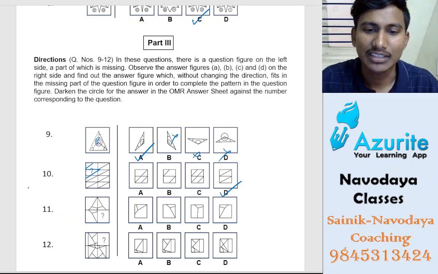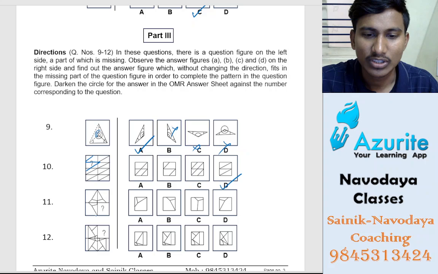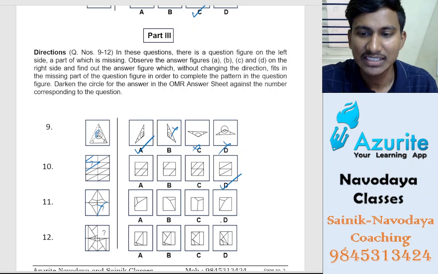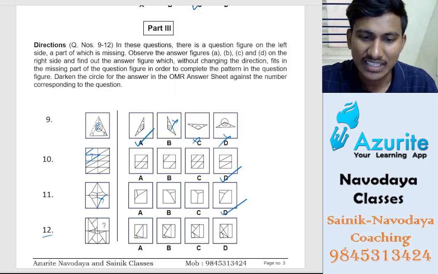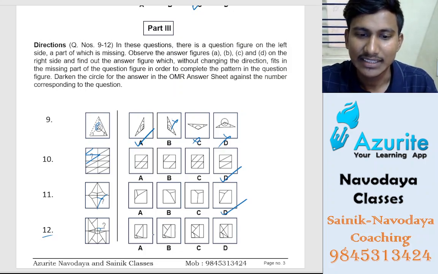So 11th one is what? It will come and meet like this, and here it will meet like this, so that is why the answer is option D. Option D is the answer. Now 12th one, what is the answer here? If you see, it is in the circle part, and in the center it is going a line, so the answer is option B.